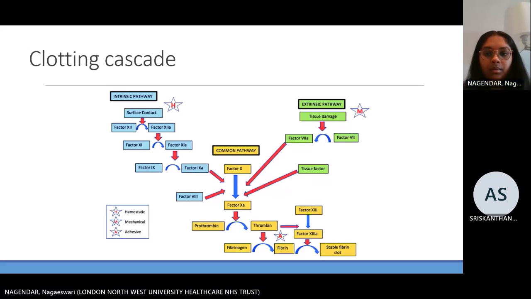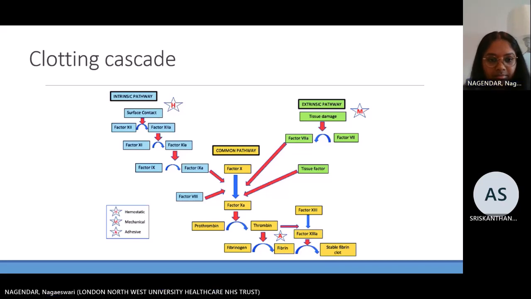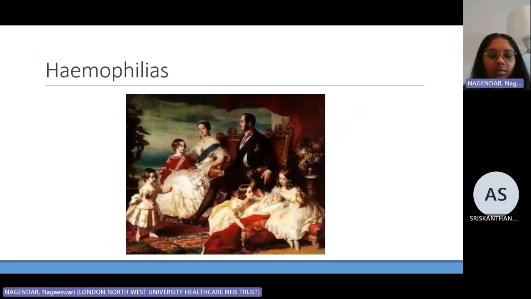So both of these assays measure the time to form this stable fibrin clot, and they'll be reported in seconds. So if you just take a second to review the clotting cascade. So we'll move on to the haemophilias.